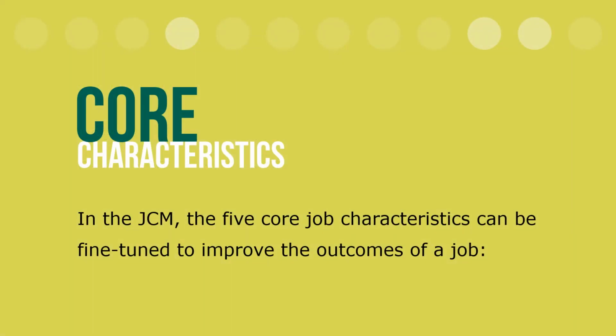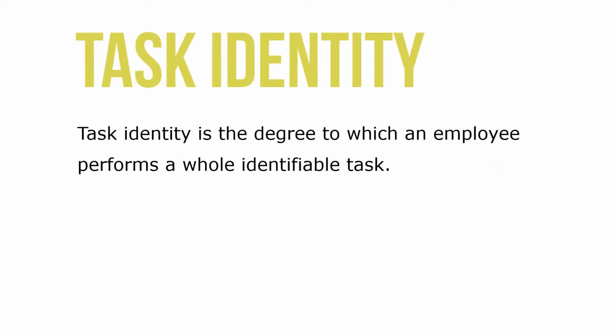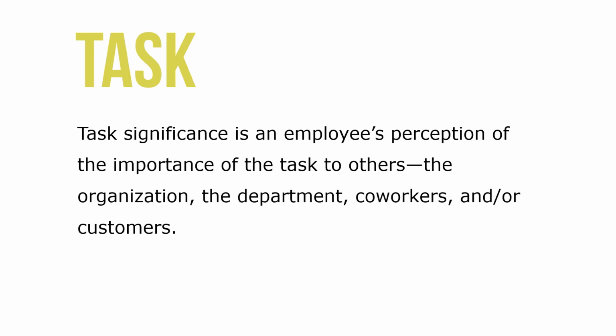In the job characteristics model, five core job characteristics can be fine-tuned to improve the outcomes of a job. Skill variety is the number of diverse tasks that make up a job and the number of skills used to perform the job. Task identity is the degree to which an employee performs a whole identifiable task. Task significance is the employee's perception of the importance of the task to others, the organization, the department, coworkers, or customers.